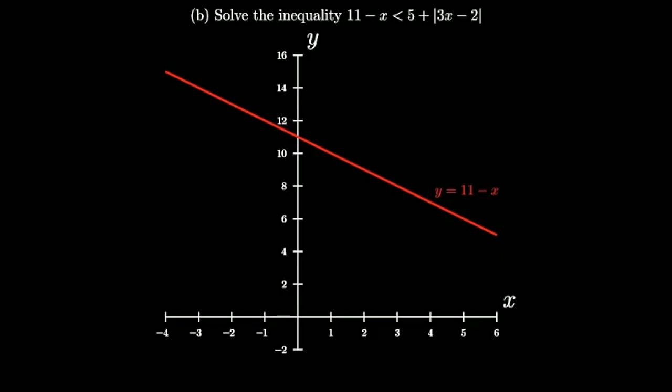For x values greater than 2/3, the slope is positive 3. For x values less than 2/3, the slope is -3. Let's draw this V-shaped graph in blue.